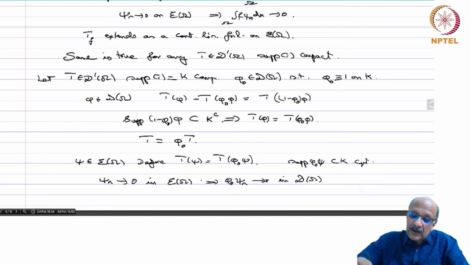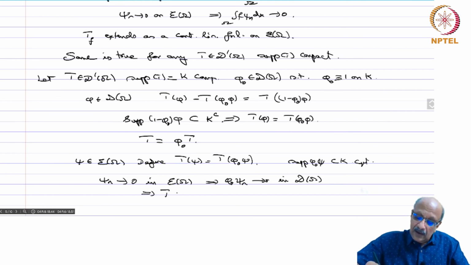In particular it will do it on the support of T, and therefore this goes to 0, and therefore this implies that T is a continuous linear functional on E of omega.